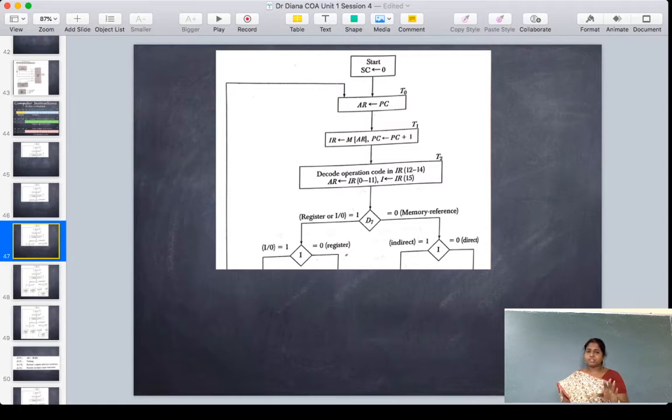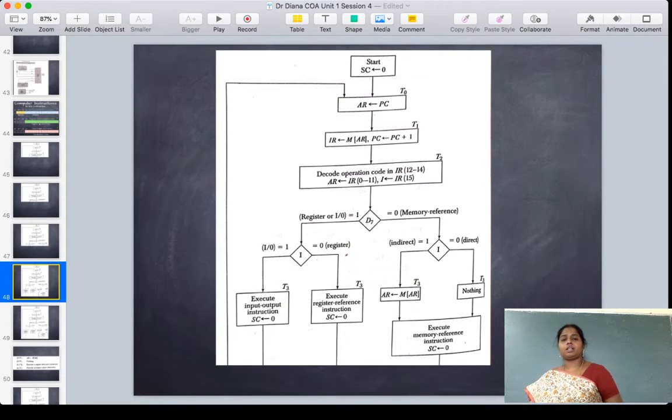And when D7 is 1, or bits 12 to 14 of the instruction are set to 1, then I check the I value. If the I value is 1, it is an IO operation. If the I value is 0, it is a register reference operation. So this is done. Once this is done, I check at time cycle T3. All these are only check operations, so they can run in parallel. I have not executed anything.